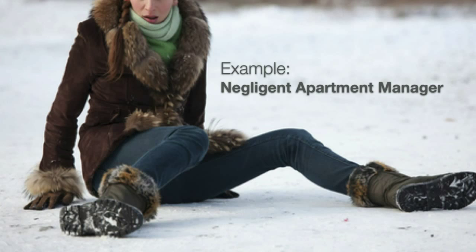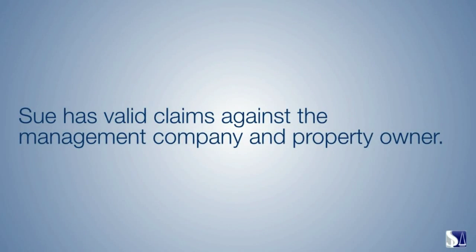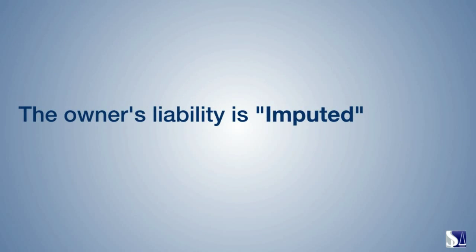In this case, Sue has separate valid claims against the management company and the property owner. Whether the manager ever notified the property owner of the broken pipe doesn't matter. The owner's liability is imputed from his business relationship with the management company. Imputed means that an individual is responsible for the negligence of someone under his control, even if the individual didn't commit the negligent act himself.